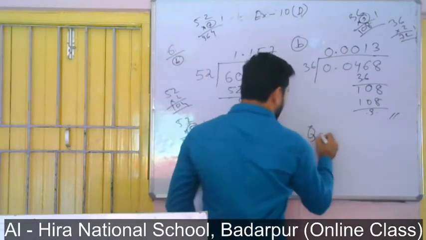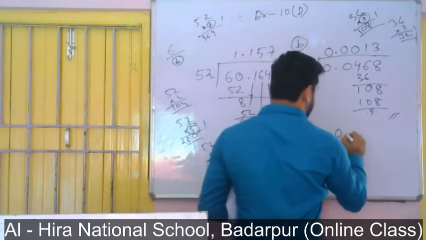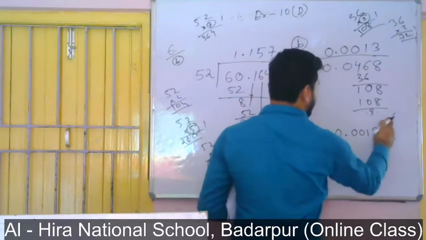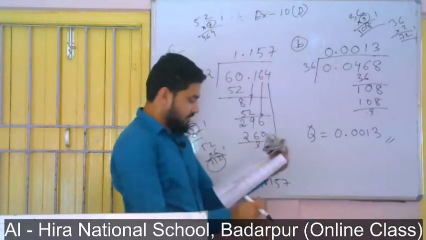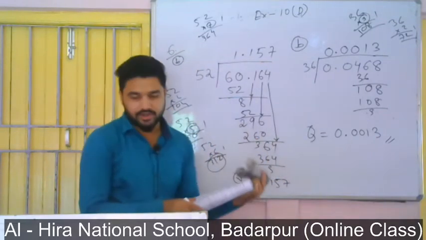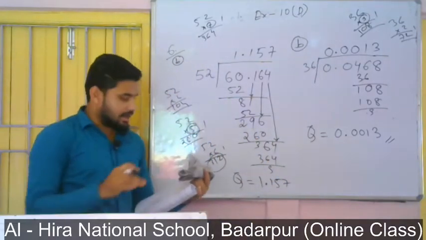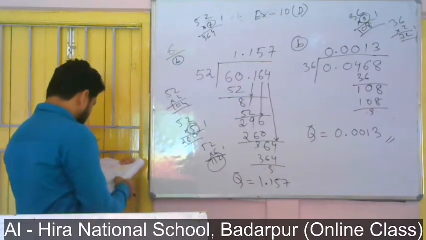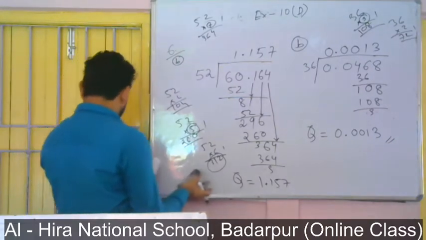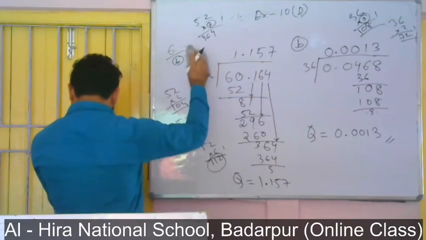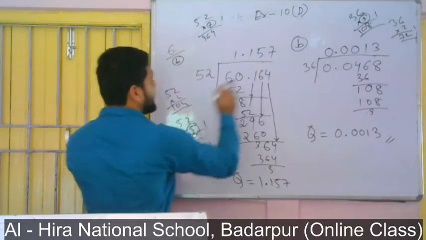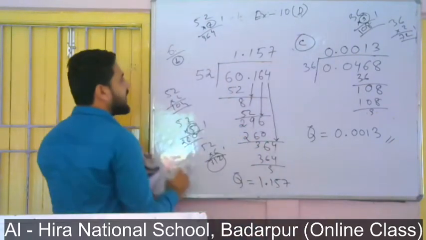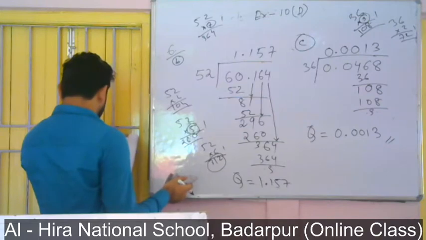So write question equals 0.0013. That is the answer. 0.0013. Now come to question number 6C. B we have done, that is C. Now we shall do 6D.